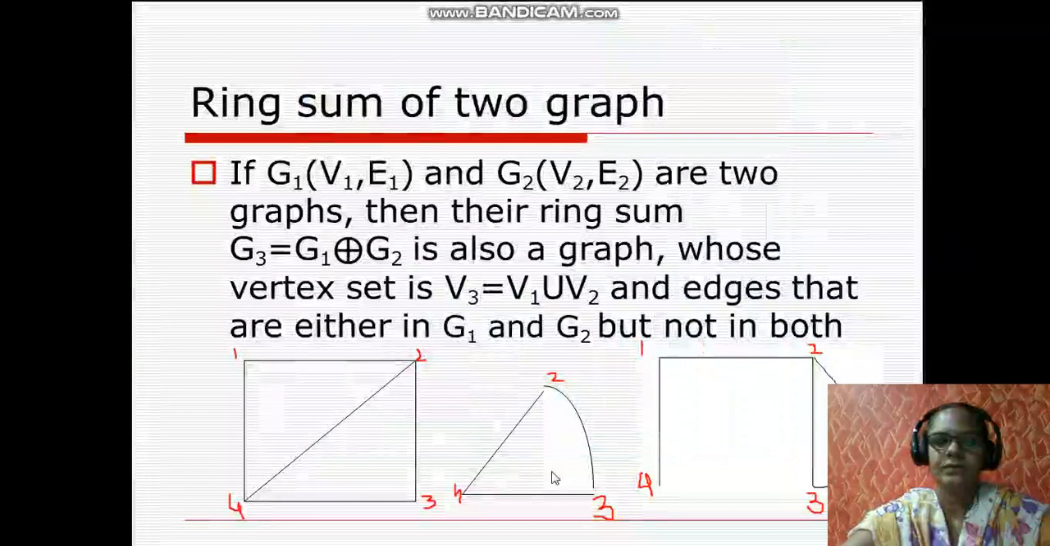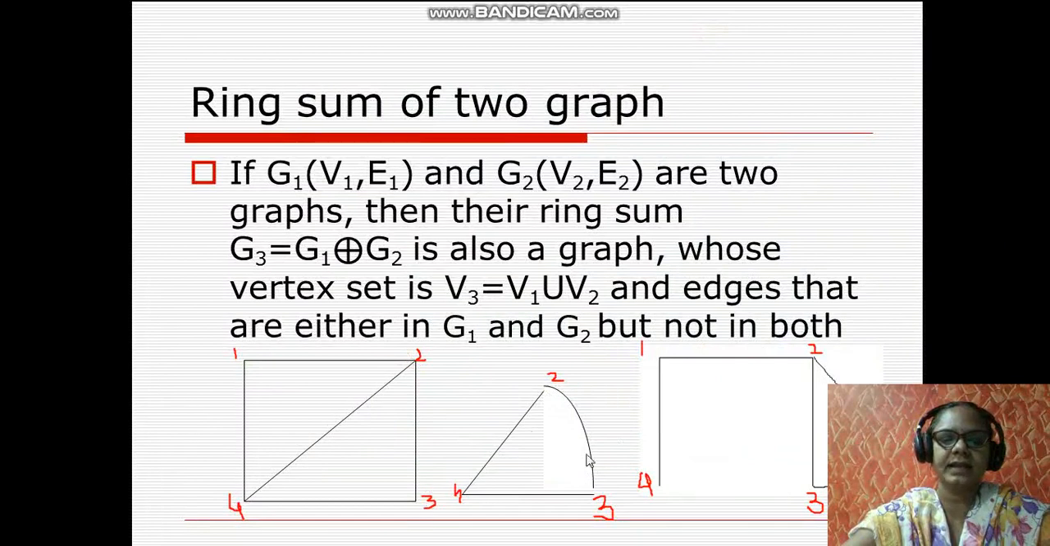4 to 3, so 4 to 3 is common. Now 2 to 3 there are two edges. One is the direct line and another is this parallel edge. So we are preserving this parallel edge over here and not considering this. Okay, so this is our ring sum, that is edges that are either in G1 or in G2, not in both.